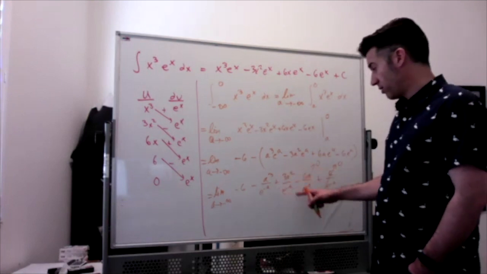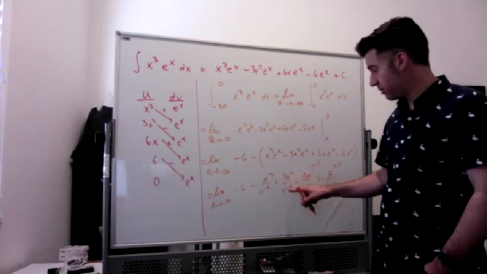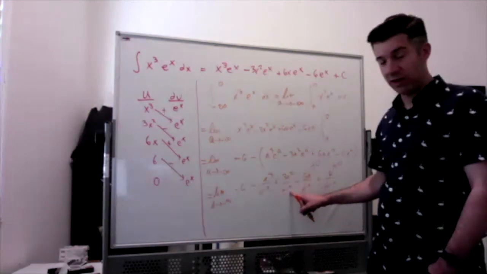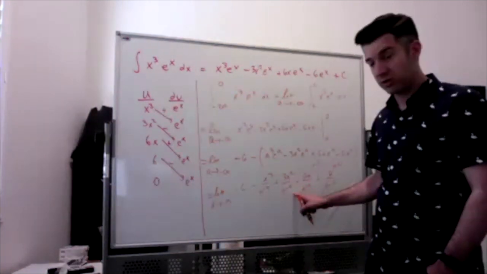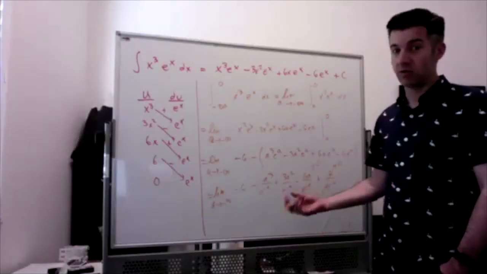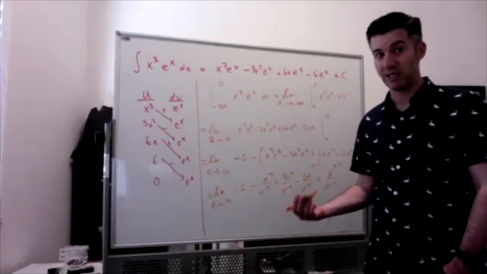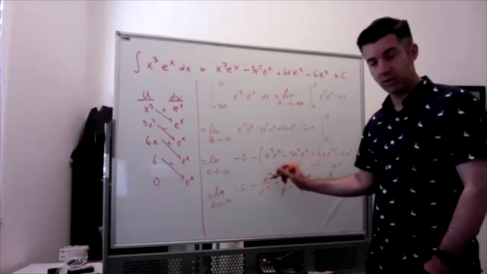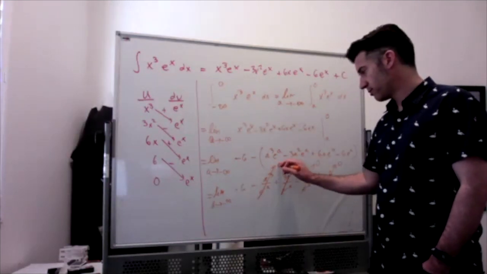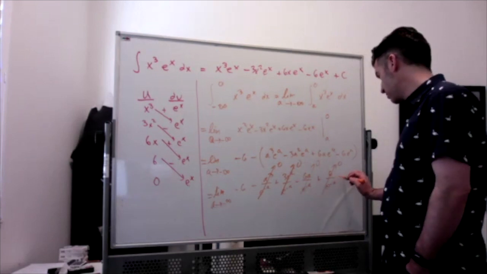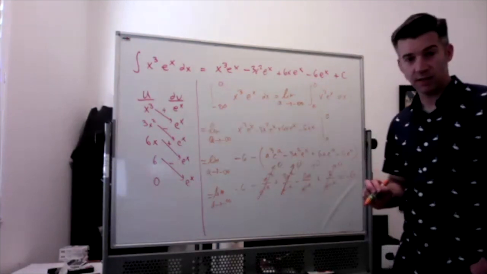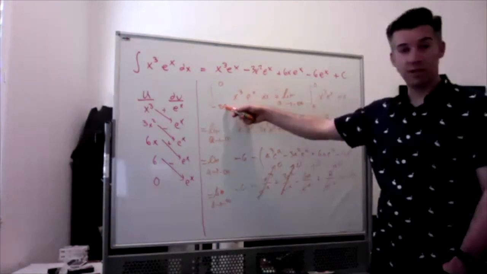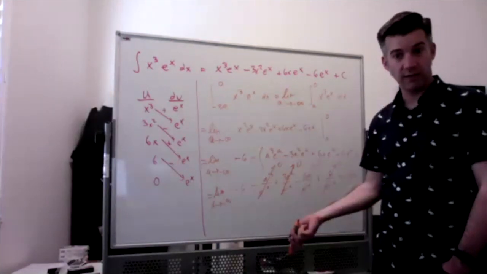Same deal here. 3a squared is going to infinity. E to the negative a is also going to infinity, but much, much, much faster. So this fraction, the denominator is growing much more quickly. So the fraction is getting smaller and smaller and smaller. Same deal is true here as well. So we end up getting negative 6. So this integral converges to negative 6.